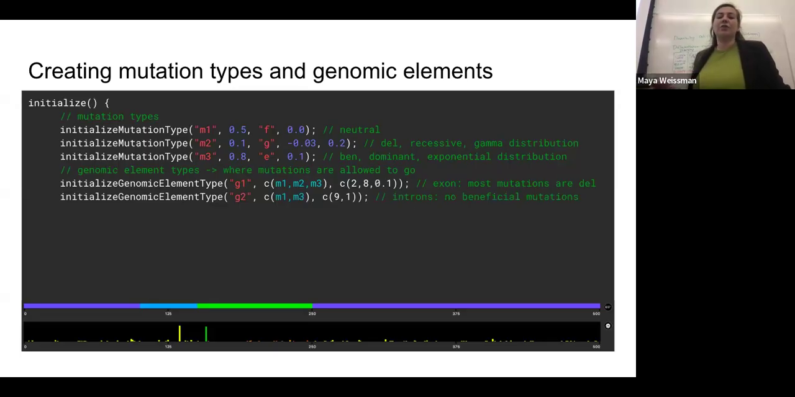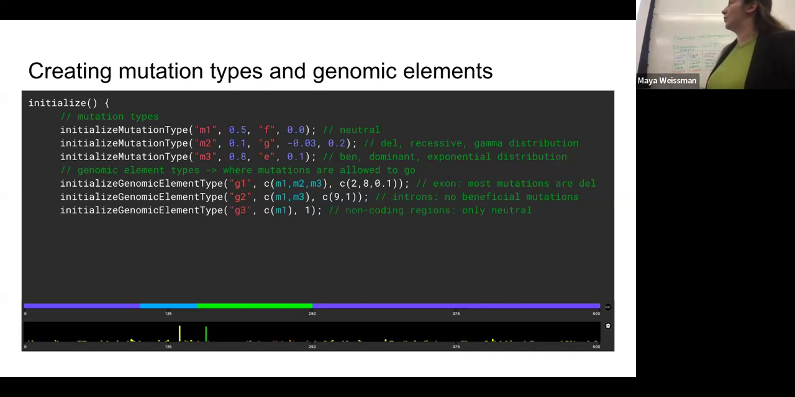I might say the genomic element type G2 is an intron. This is adapted from a SLiM cookbook recipe. So I'm saying that genomic element type 1 is exons, which are kind of the coding regions of your genome, and most mutations are deleterious. And then I might say that the G2 region is your introns and no beneficial. Just kidding, that's a lie because M3 are beneficial. No deleterious mutations are allowed in the introns, I guess, in the simulation I wrote, which is not how that works. And then in the non-coding regions, you might say that only neutral mutations are allowed.